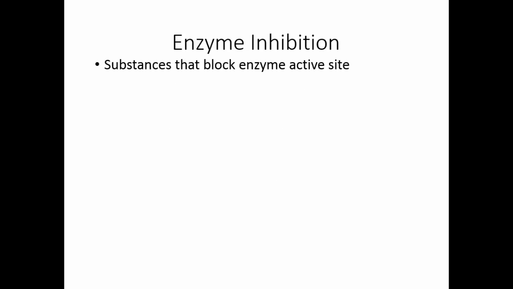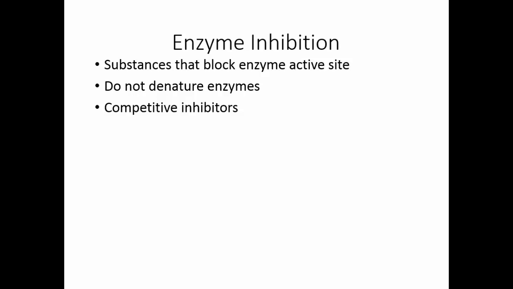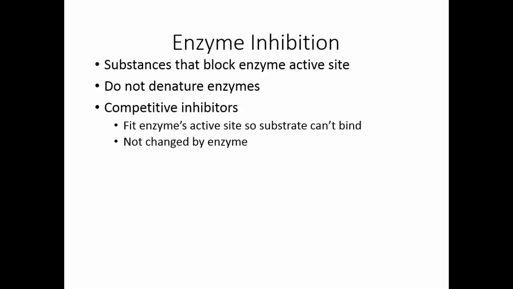Enzyme inhibition can occur when substances block the enzyme active site. This is a way of inactivating an enzyme that does not denature it. So we don't destroy the enzyme, we simply inactivate it temporarily. Competitive inhibitors fit the enzyme's active site so the substrate can't bind. The inhibitor, however, is not changed by the enzyme, it simply blocks the active site. Some competitive inhibitors bind permanently, others bind reversibly.